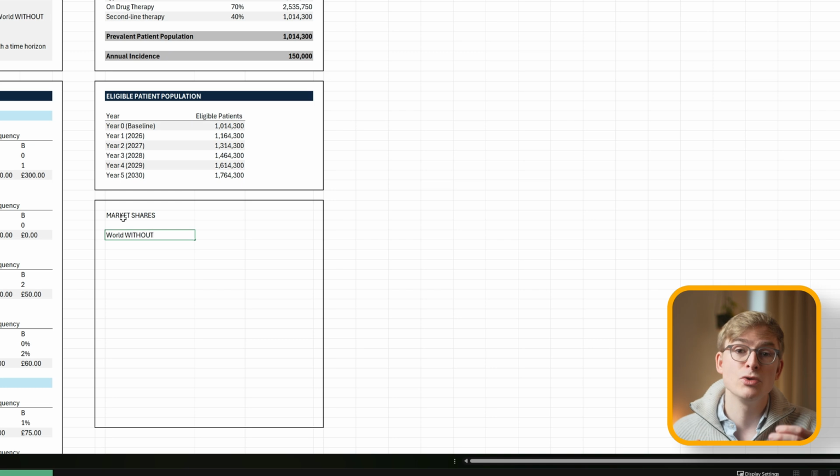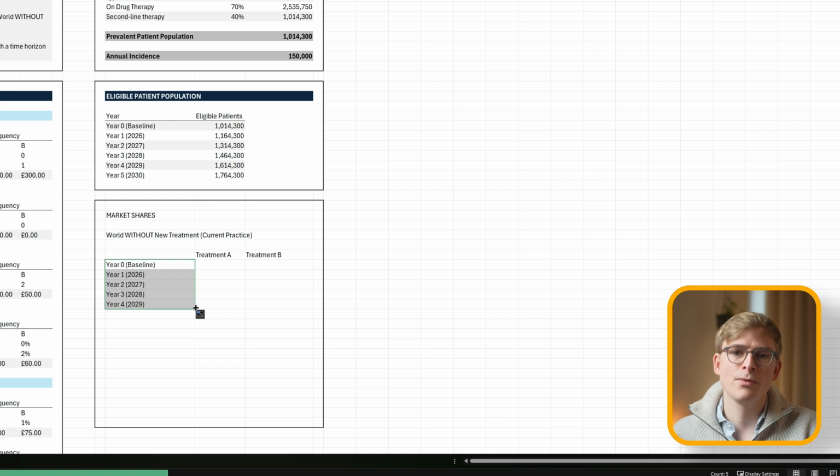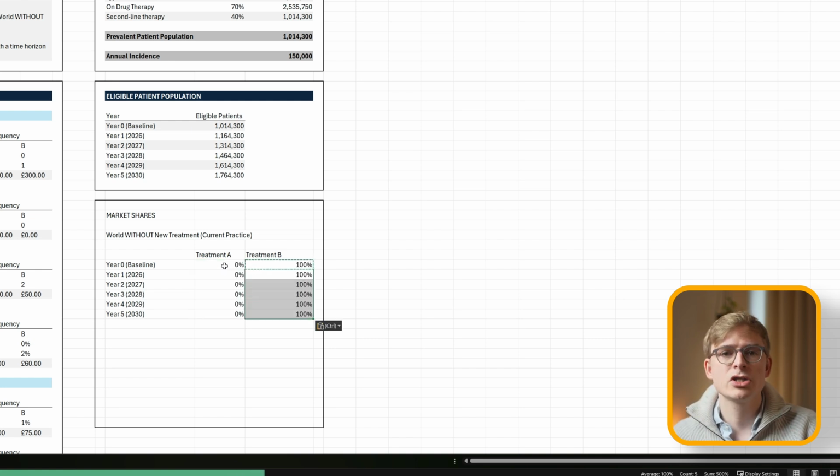I'm going to create two tables for this. One which reflects the market shares in a world without the new intervention, and a second one for a world with the new intervention of treatment A. For our world without the new treatment intervention, our market share table is pretty simple. Since treatment A doesn't exist yet, all patients would receive treatment B. That's why the market share for B is 100% in every year.